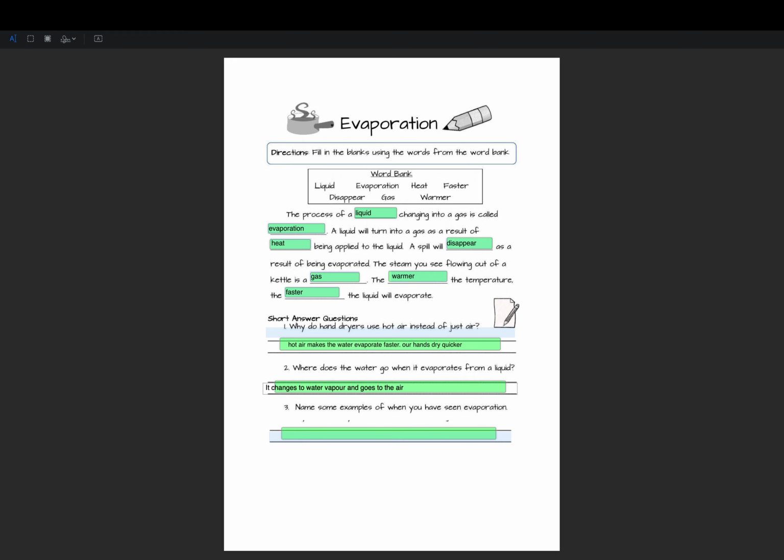Okay, so now the last question. Name an example of when you have seen evaporation. Evaporation examples are wet clothes drying in the sun, or when it rains, the next day you can see some puddles, but when you come later that day, the puddles disappear. So that is the process of evaporation. So we can write wet clothes drying in the sun.